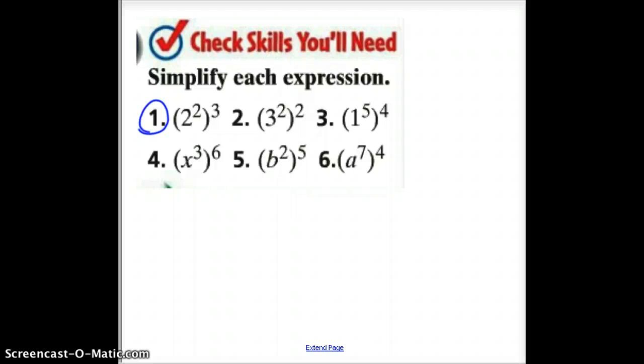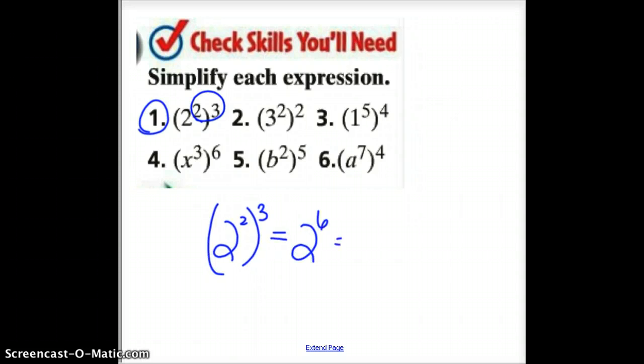For example, in number 1, 2 squared to the third power. When I have a power to a power, we learned the trick is just multiplying those exponents. So this number 1, 2 squared to the third power, would be 2 to the sixth, which I can simplify to 64, and that would be my final answer. All right, keep those rules in mind.